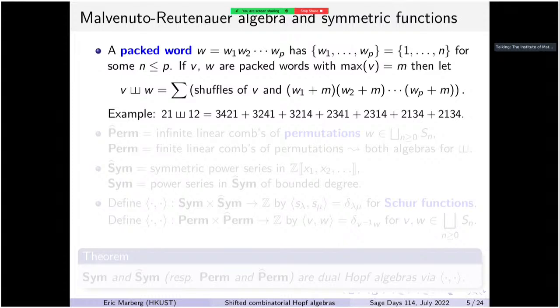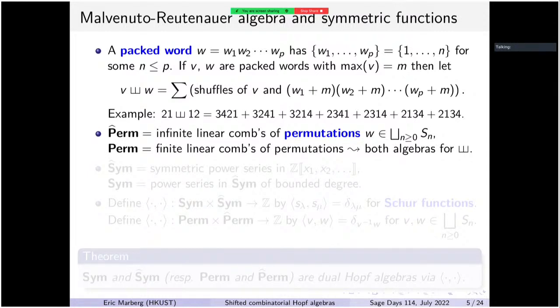There is a natural shuffle, or shifted shuffle, product on packed words, where you take two packed words, you extract the maximum letter in your first word V, you then shift up all of the letters in W, and then you shuffle V and W in all possible ways, and you take the formal sum of the result. In this little example, we have 2, 1 shuffled with 1, 2. Well, 2, 1 is present in all of these terms in the same order. 1 and 2 are shifted up by 2 to become 3 and 4, and then they're placed in all possible orders like this.